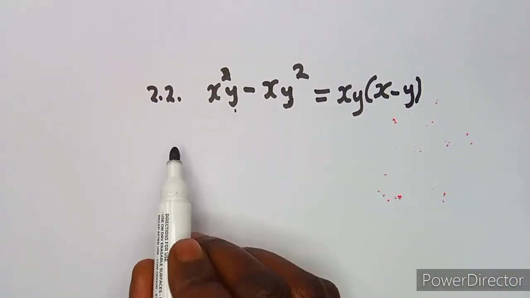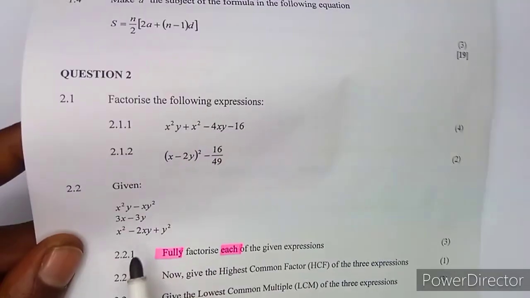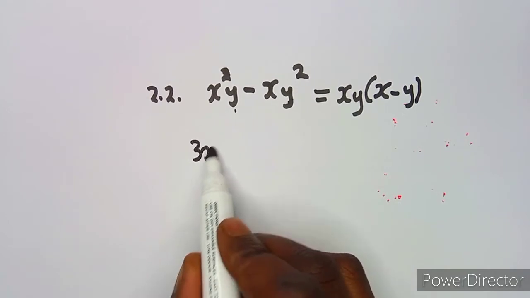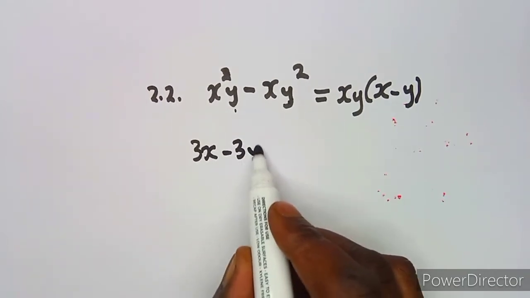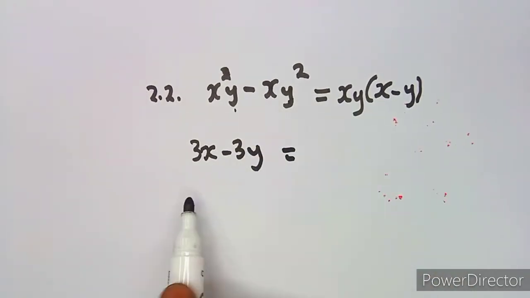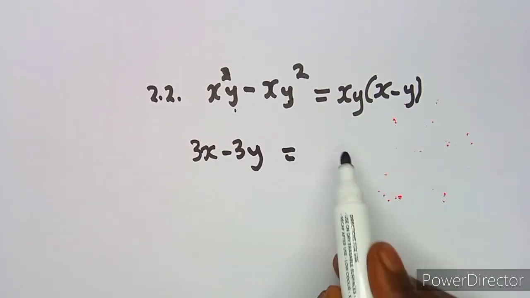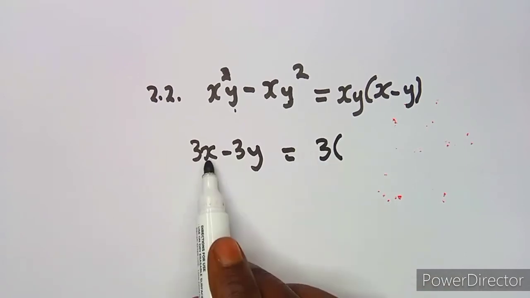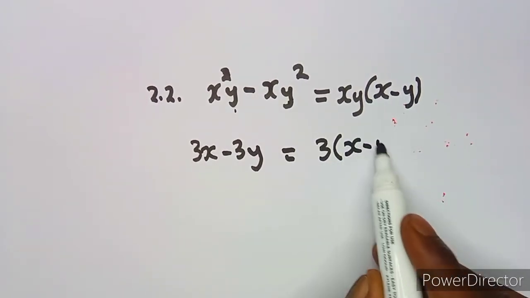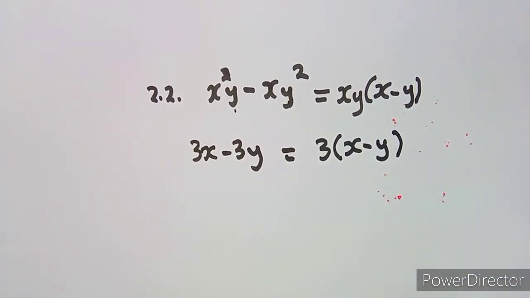All right, then we move on to another one, which is 3x minus 3y. So you've got 3x minus 3y, like this. Okay, what is common here, guys? These are two terms. You can just take the common term, which is 3, so you can factor out 3. That's x minus y, like this, if you factor out 3.